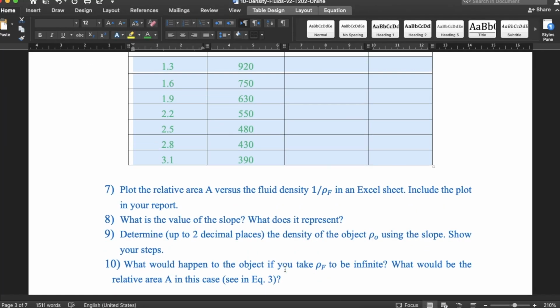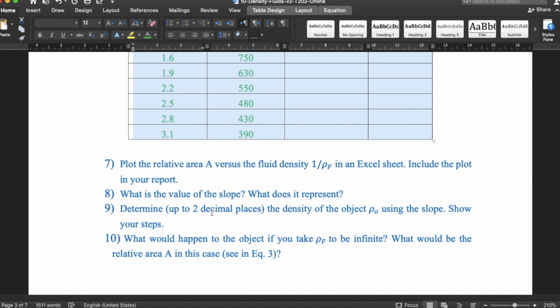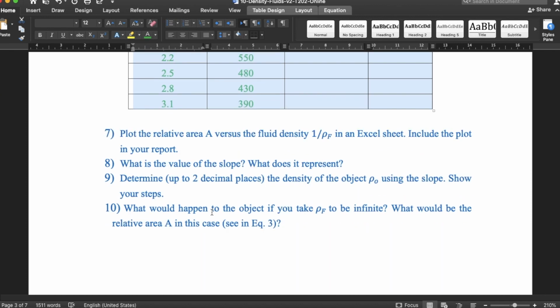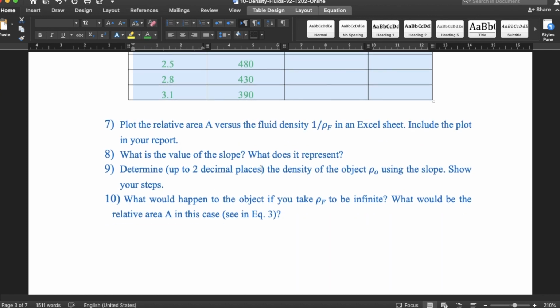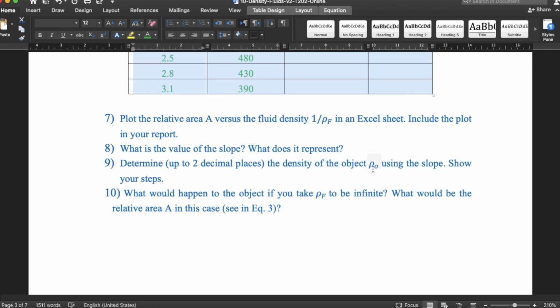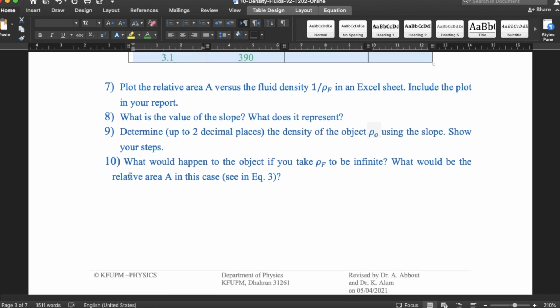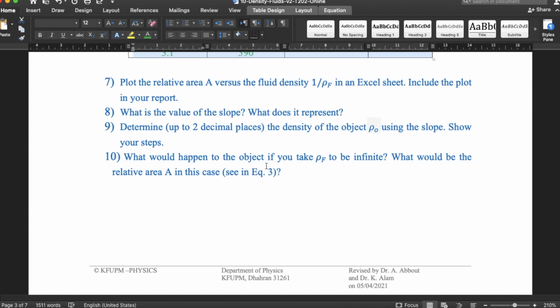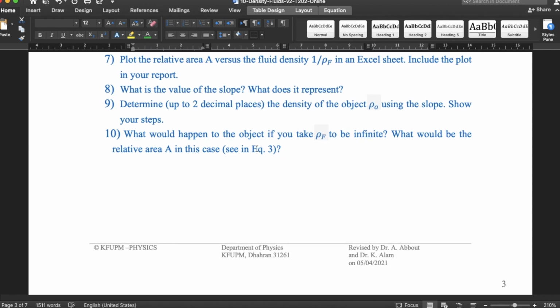And what else do we have? Again, the same procedure, questions about the slope and what does it represent. Then you have to find the density of the object using the slope. And also one more discussion question: what would happen for the object if we take the density of the fluid to be infinity? What do you think would happen? And you can also answer this question, or we have to look at equation 3 to discuss also the relative area.